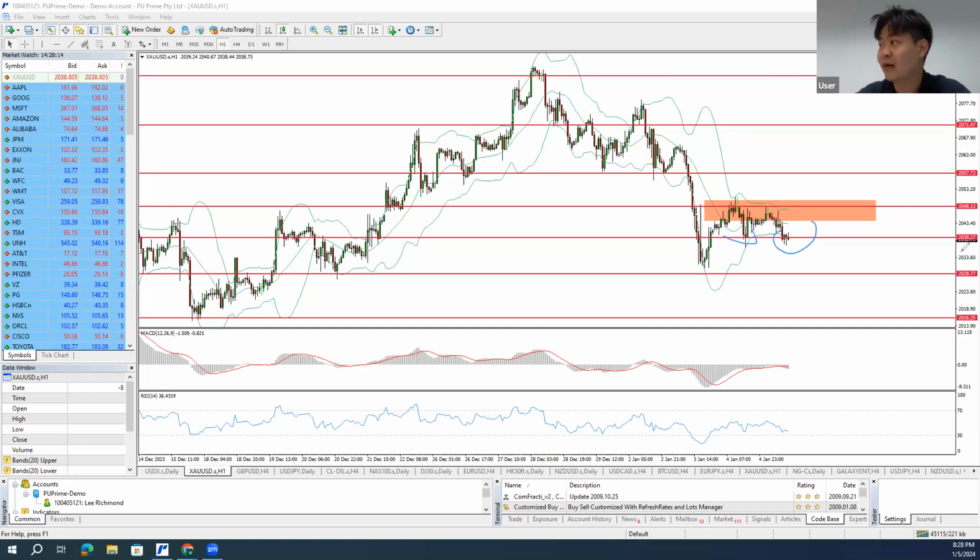Okay, so short term 2040 is a strong support level. Next support level 2030. For long traders, short term 2050. Next level should be 2060. Hope I provided clear clarifications for the gold trends for you guys.